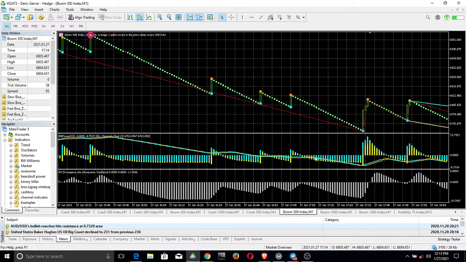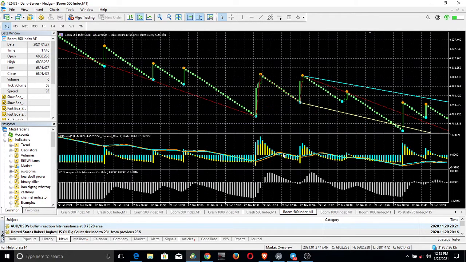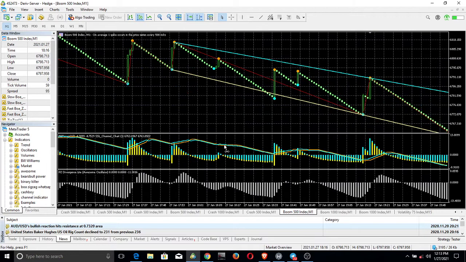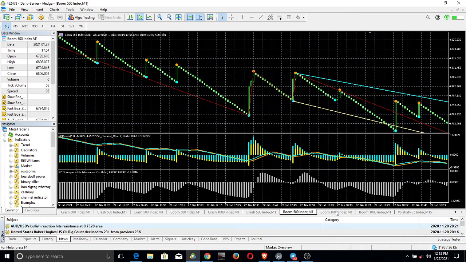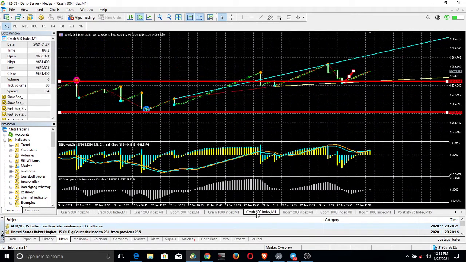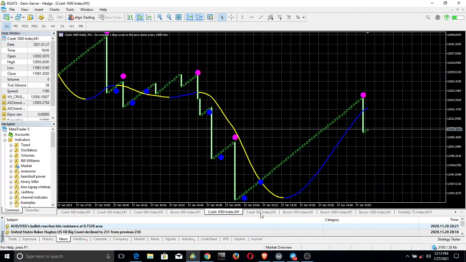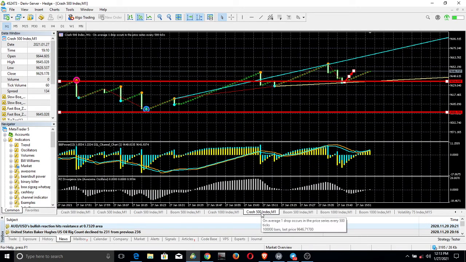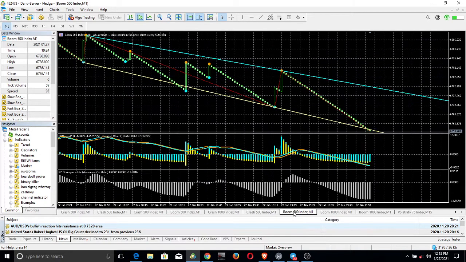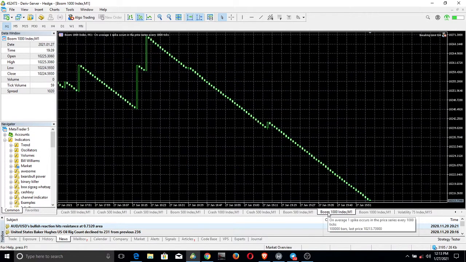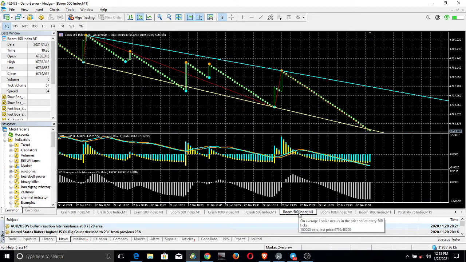Enter here again, 0.4, enter here again, 0.4. Guys, you see that with these 4 pairs, if you are trading the 4 pairs, the Boom 500, Boom 1000, Crash 500, Crash 1000, with this setup on all of them, to get your 10 sessions is very easy.